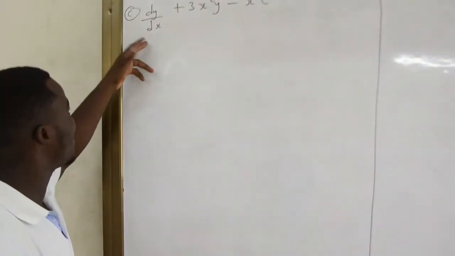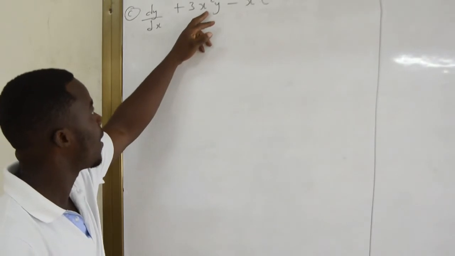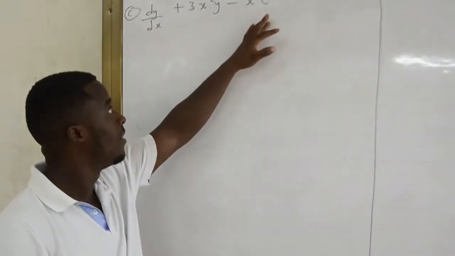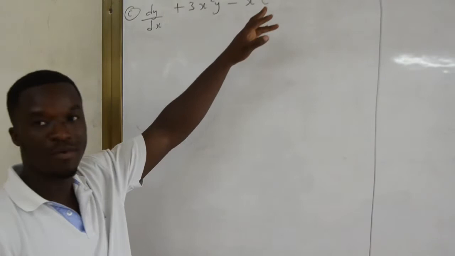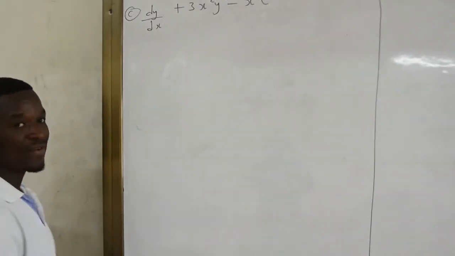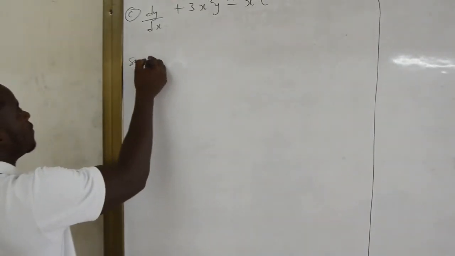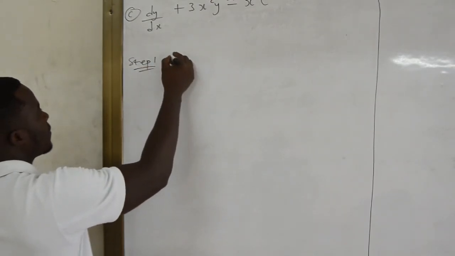Now we have dy/dx plus 3x squared y equal to x to the power of 5 plus x to the power of 3. So here, let's find step 1. Let's find our integrating factor.